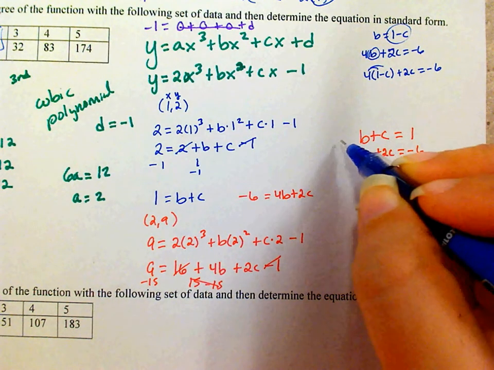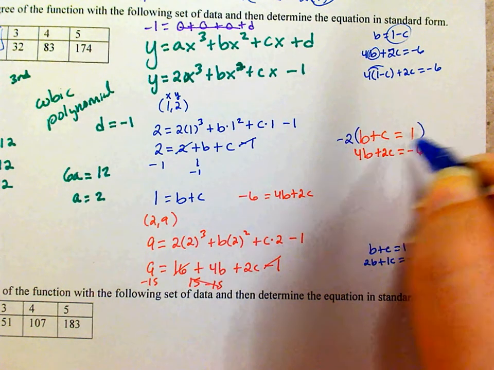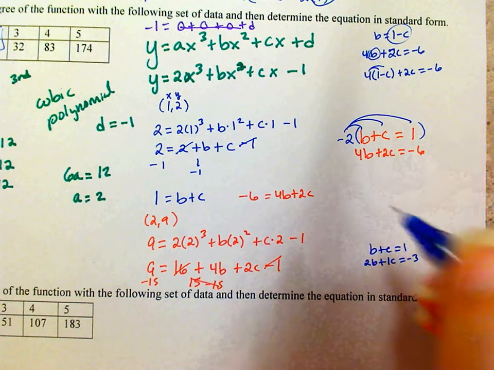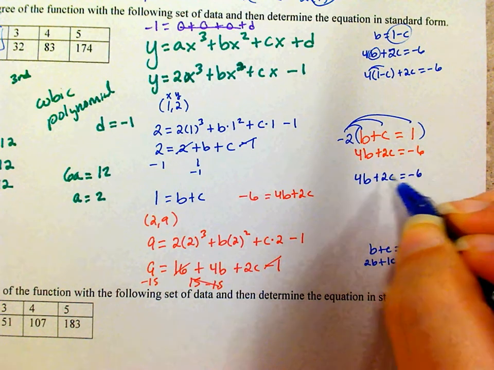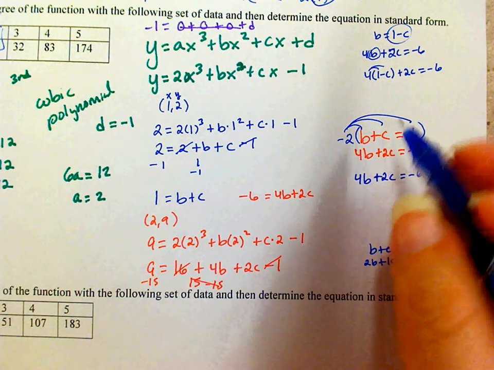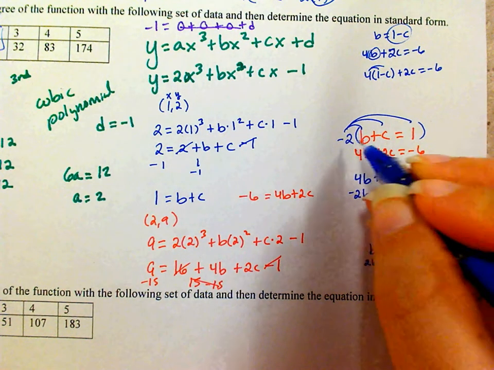So I'm going to rewrite the bottom equation. You don't have to, but I'm going to. And now I'm going to multiply by -2. -2 times B is -2B. -2 times C is -2C. And -2 times 1 is -2.